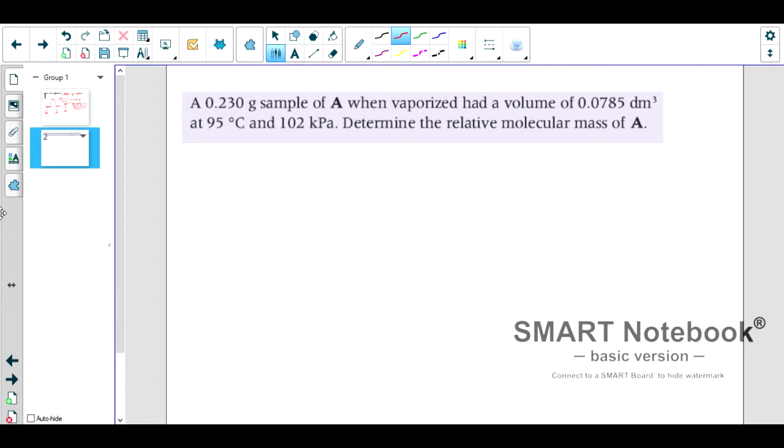Now how should I know that I have to apply the general gas equation here? You can see here the word vaporize. Vaporize is telling me that now this sample of A is in gas form. When it is in gas form and you have nothing that is constant, then you can apply the general gas equation. But the catch here is the units. You have to be very careful with the units.